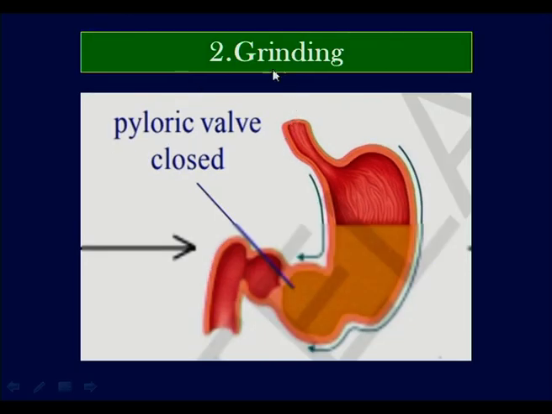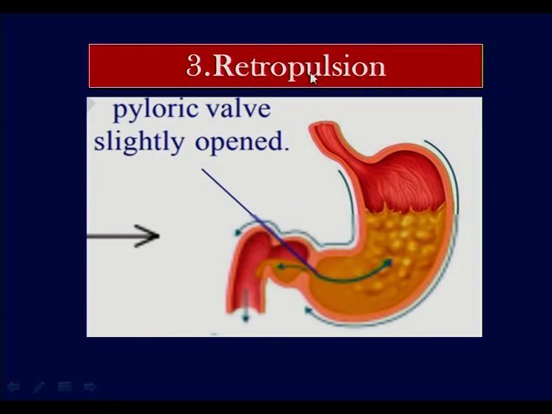The second function of the stomach is grinding. Here the wall of the stomach contains muscles which show a series of contractions and relaxations. These movements are specifically called churning movements, and they help in grinding the food thoroughly inside the stomach. This is called grinding. Even during the process of grinding, the pyloric valve is closed, restricting the entry of contents from the stomach into the small intestine. The third function is retropulsion.